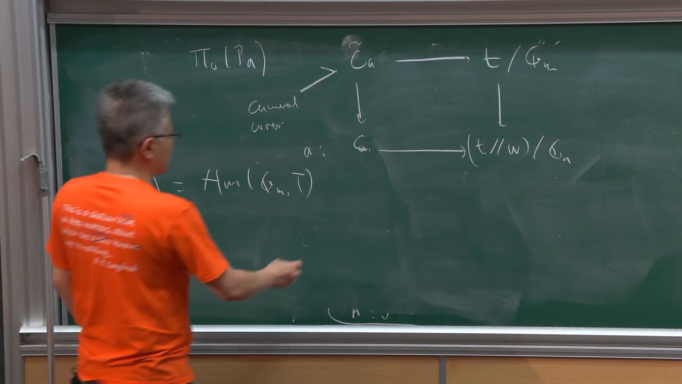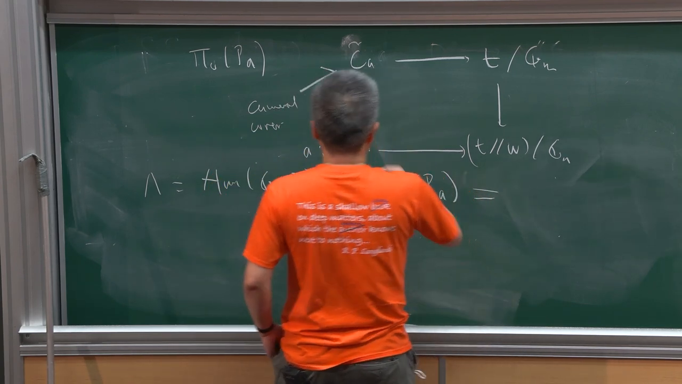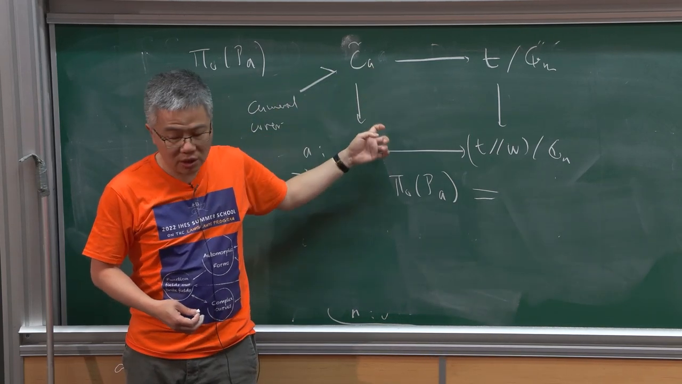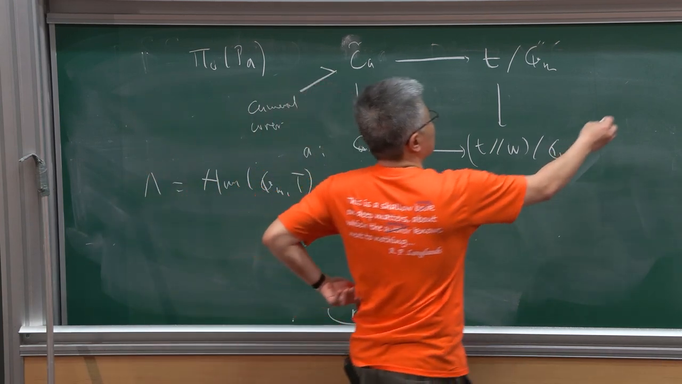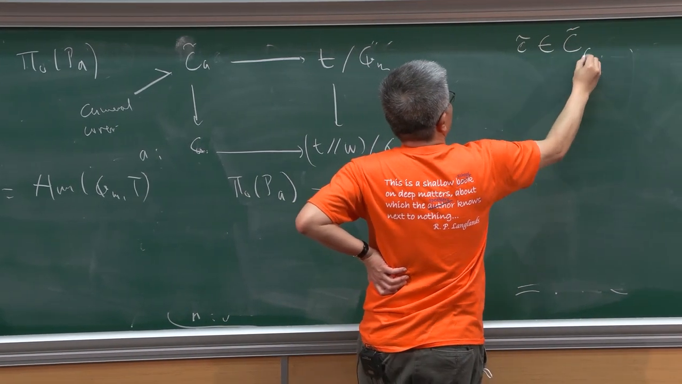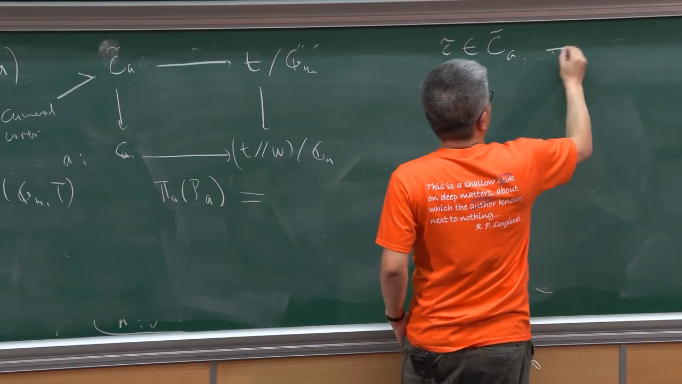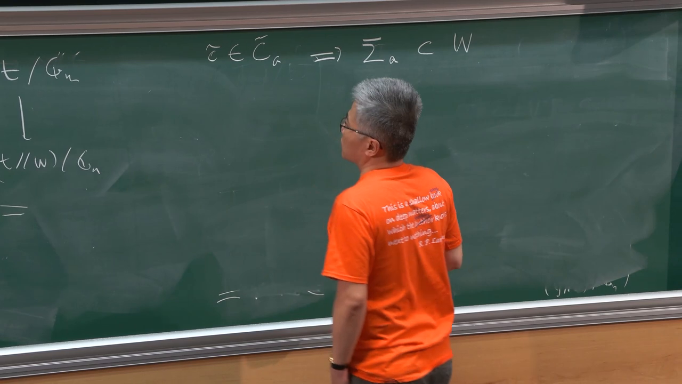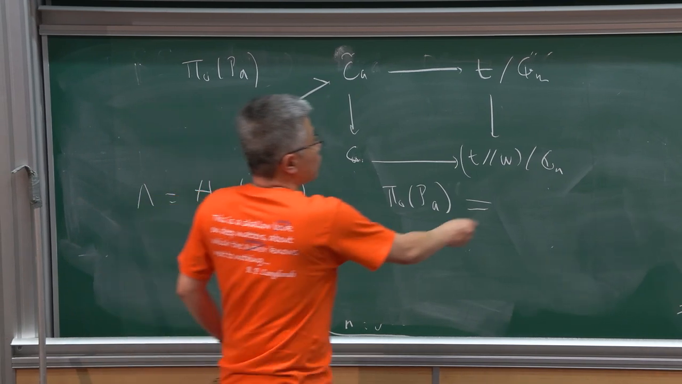then you can prove that the pi naught of PA is essentially... Sorry. This is a cover, but it can be reducible, right? It can have components, and if you choose a point of C tilde inside C tilde, then you can choose a component, and that gives rise to a subgroup sigma A inside the Weyl group, so that is the Galois group of this covering.